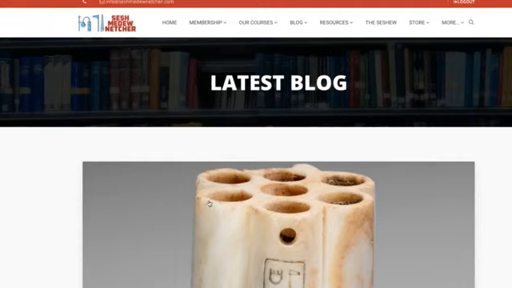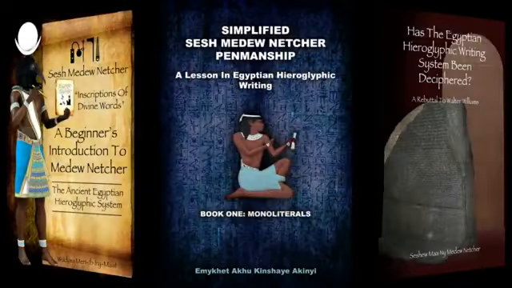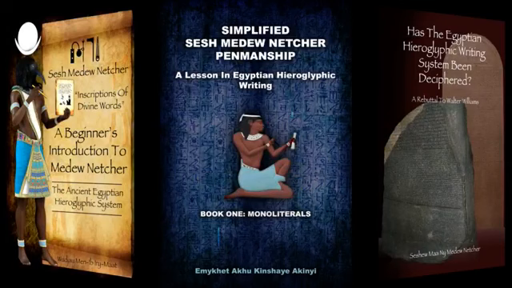Oh, I can't leave out our publications. We have 3 so far. A 4th one is on its way, which would be the grammar book. On the left is the textbook that I mentioned that complements the course. The middle is the latest book written by Emykhet Akhu Kinshaye. I'm always explaining it, but we have you here, so you give us a brief synopsis of the middle book.